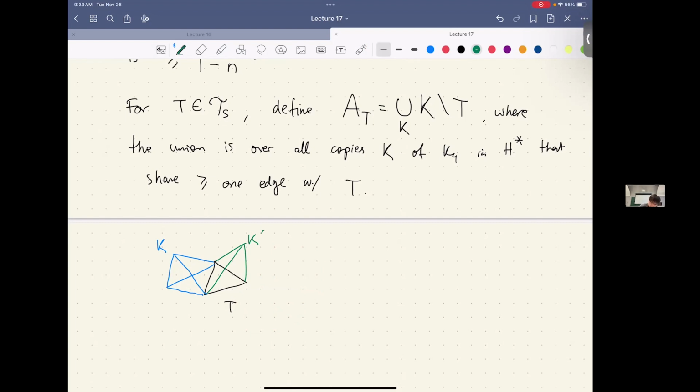Good. So this AT is all these copies with edges in T removed. Okay, so it's these blue and green edges. This is AT.